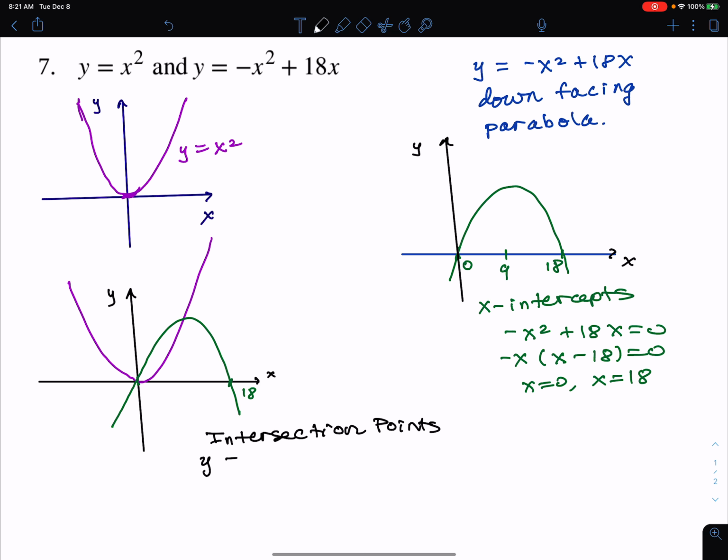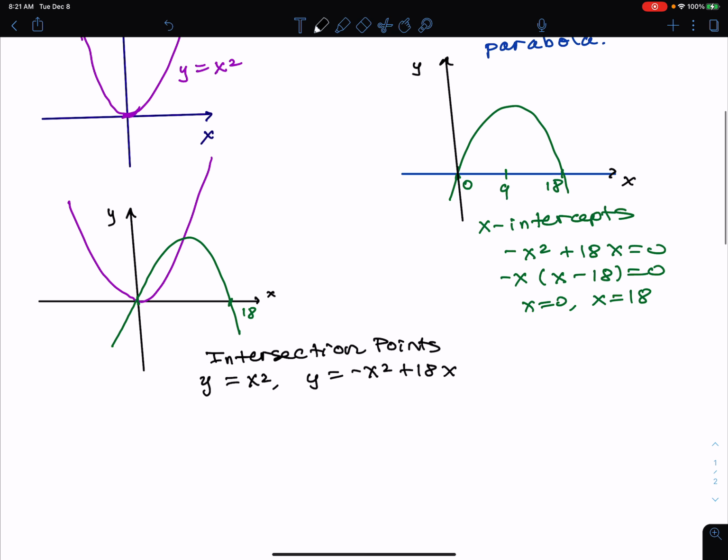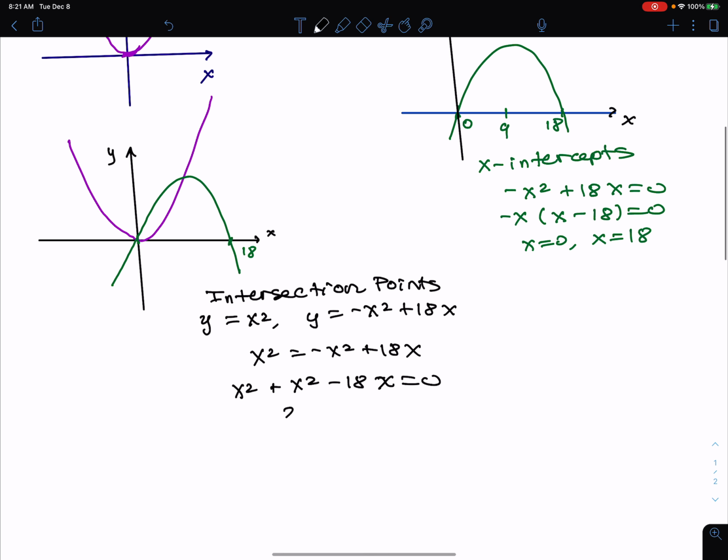functions equal to each other. It's a pretty easy calculation, but it's good to know anyway that the way you find the points of intersection is by setting the two functions equal to each other and solving for x. Let me be careful that I'm doing everything properly with the plus and the minus. It makes a big difference. If I factor out 2x, I get 2x times x minus 9 equals 0. So x equals 0 and x equals 9.